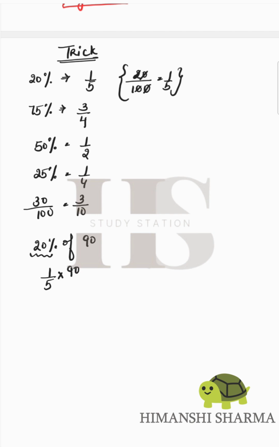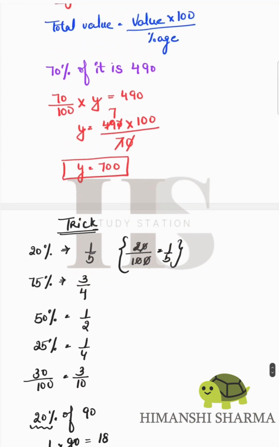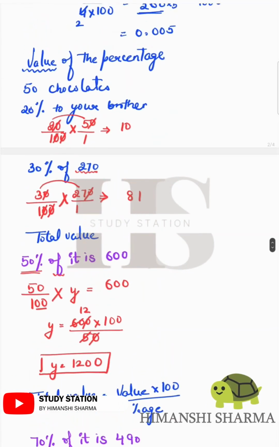So the time of solving 20% gets reduced, it gets saved. We divide 90 by 5, so I know that is 18. So it means the value of 20% is 18. That's how this helps you. I hope this was a helpful video, and now percentage is a bit easier for you all.